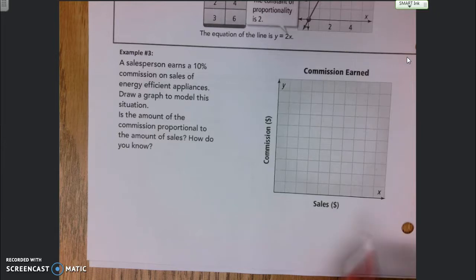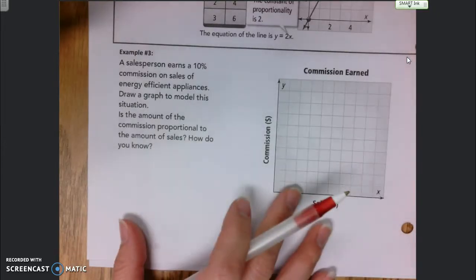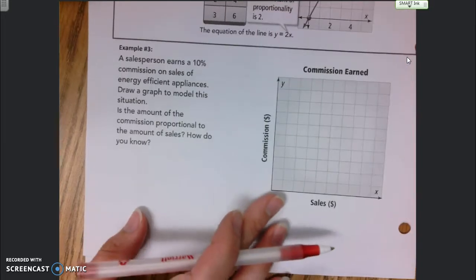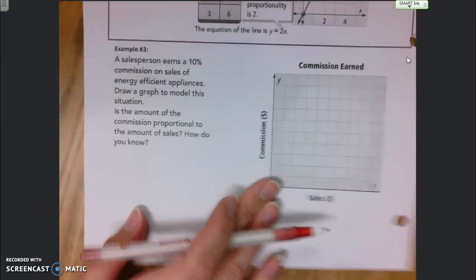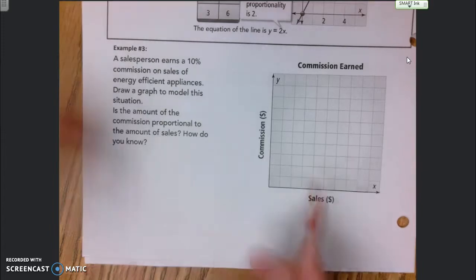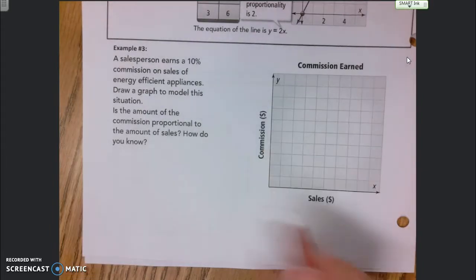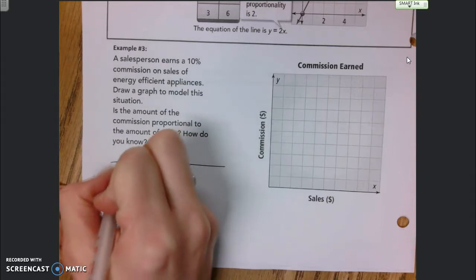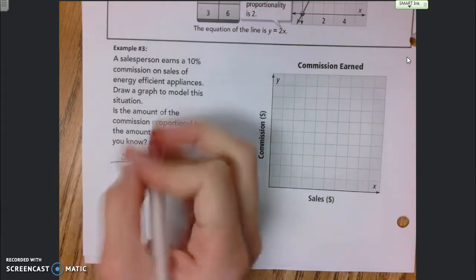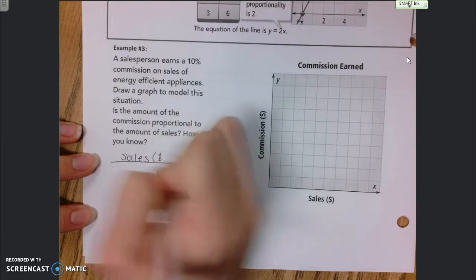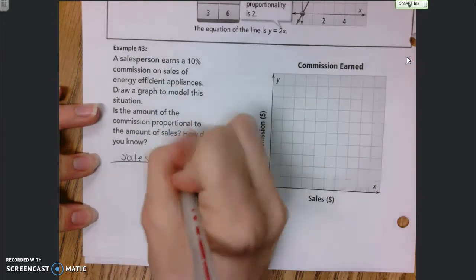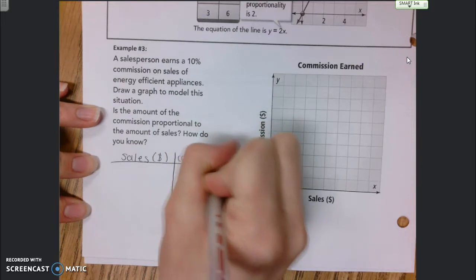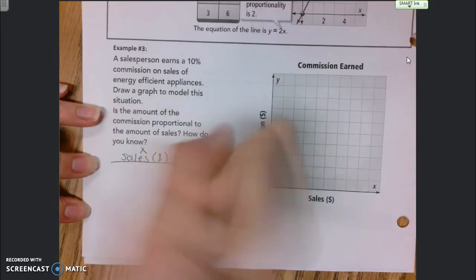They are reminding me here, sorry, it's a little crooked, that sales is on my x, and the commissions is on my y. So when I set up my table, I'm going to put sales in the x, which is in dollars, and the commission in the y. This is my x, this is my y.